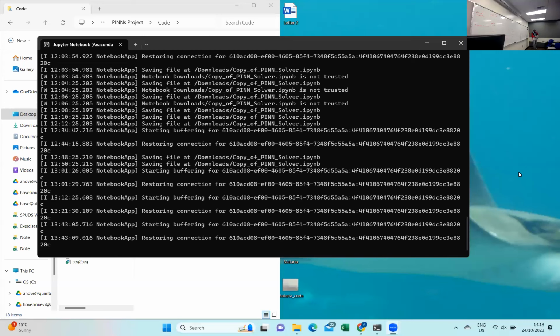I have a question. What are those functions? These functions are called the activation functions. Some of these that are usually used are the hyperbolic tangent function or the sigmoid function.